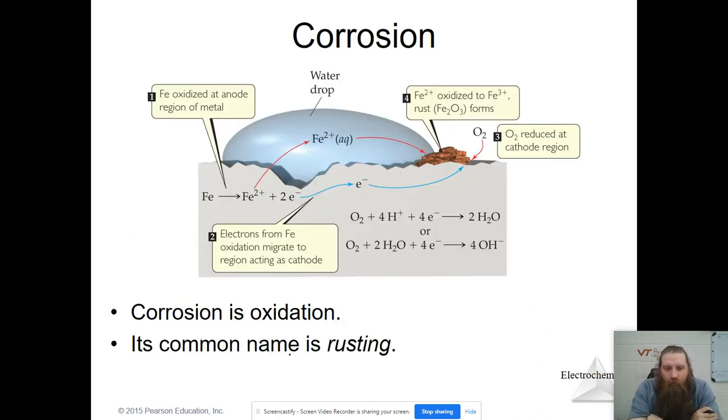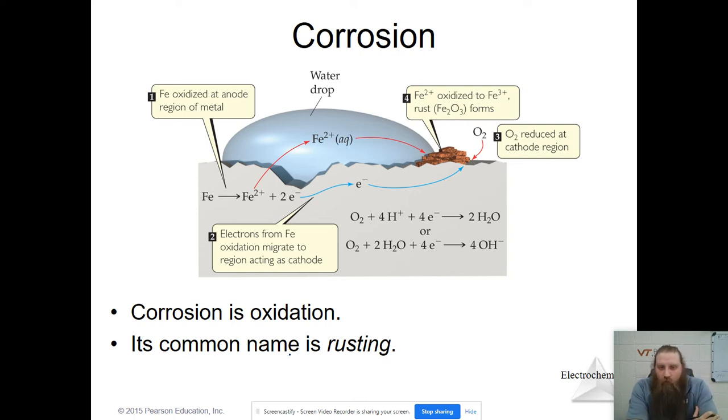Now, corrosion is oxidation, or a redox reaction that converts a metal into an unwanted compound, and often damages whatever it is that is being corroded. These are undesirable redox reactions.